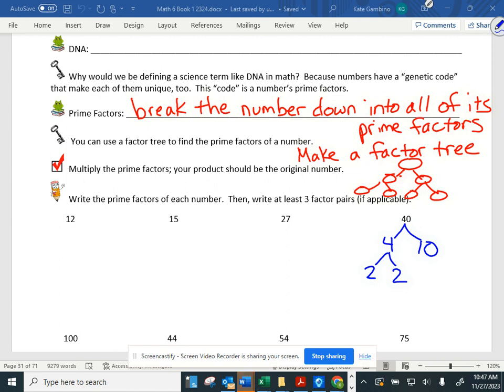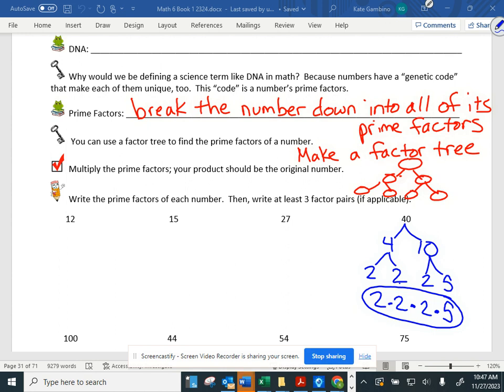What can I break 10 into, Zelda? You can break it into 5 and 2? Yeah, 2 and 5. Can I break 2 and 5 down anymore? No. So now I'm at my primes. So my prime factorization is 2 times 2 times 2 times 5. So I take all of the primes, and if I multiply them together, I get 40.